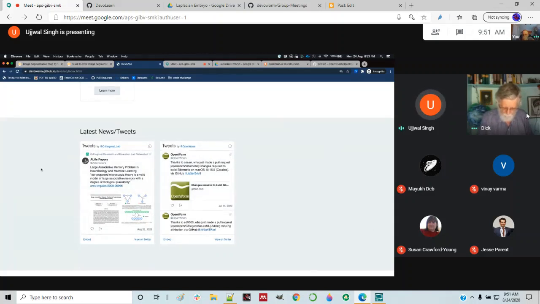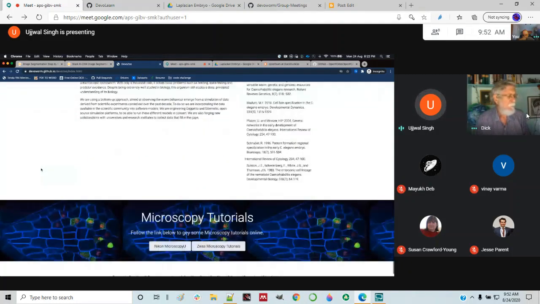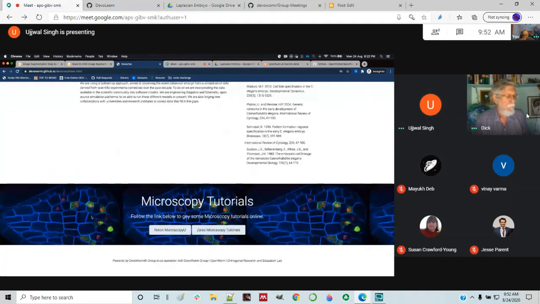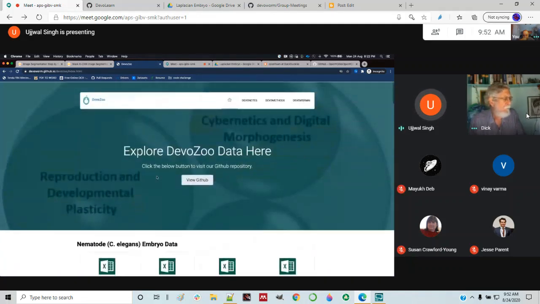So this is the next thing. After that is just the mission and design of OpenWorm, and there are the microscopy tutorials. Then DevoWorm could maintain the website, so if you want to contact them, you can contact them. This is basically the DevoWorm thing. You can visit the repo here.